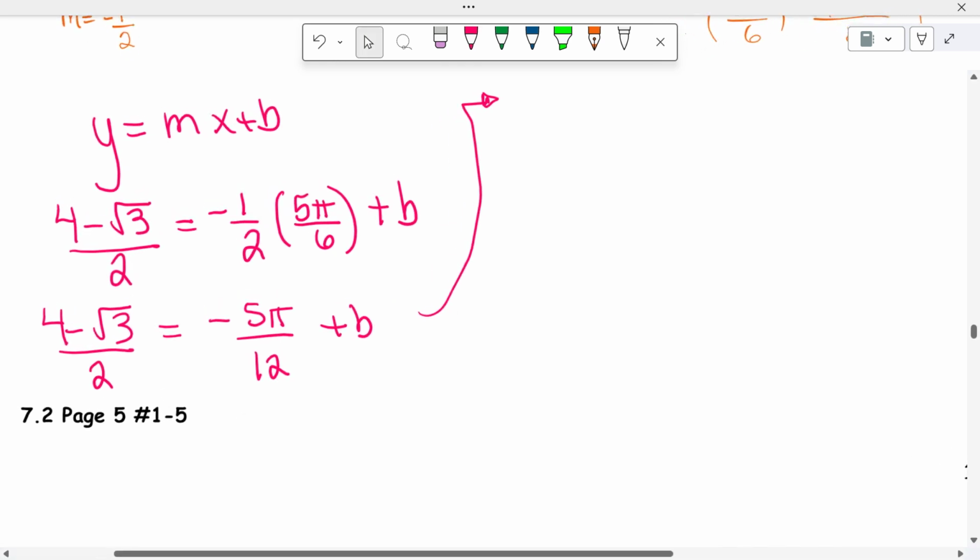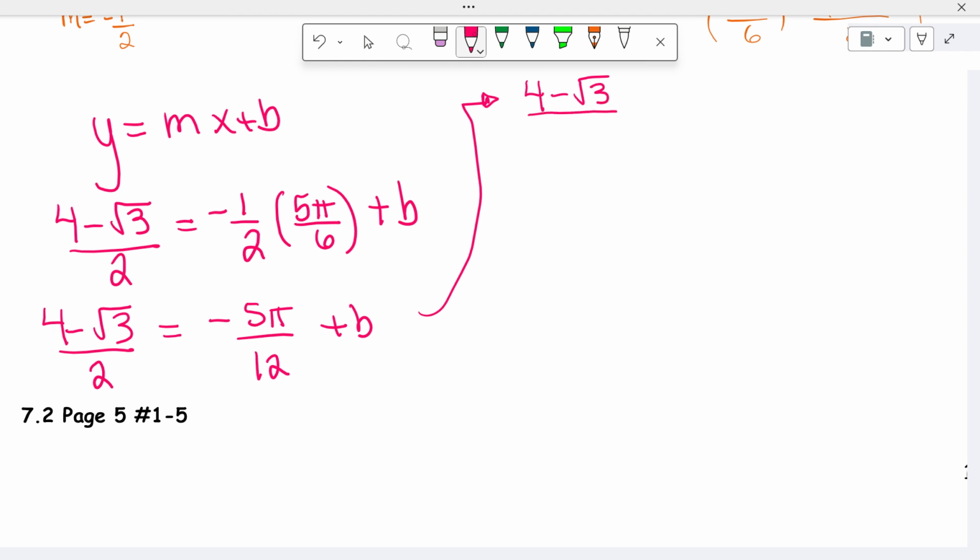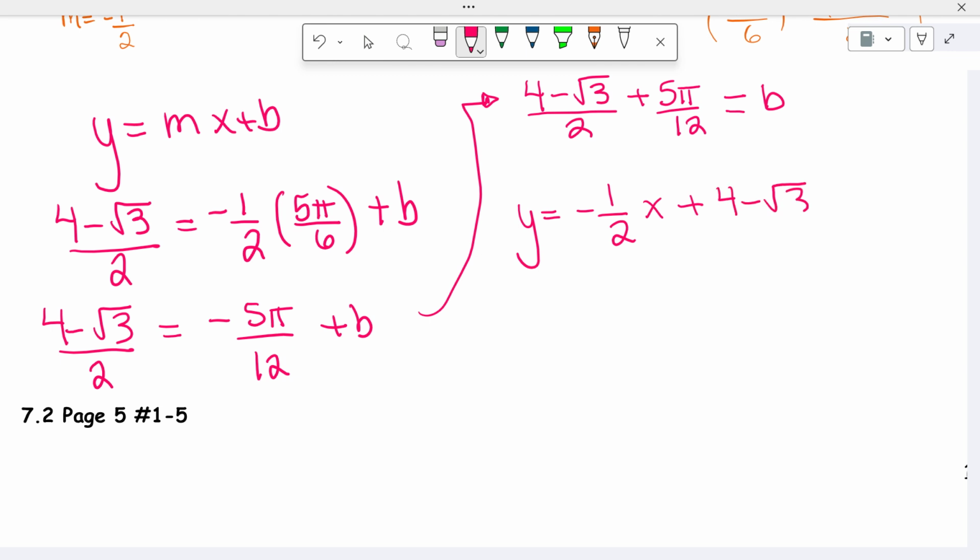Talk to me if I say something that you don't like. So do I got to take the other piece over? Yeah. So then I have 4 minus root 3 all over 2 plus 5 pi over 12 equals b. So technically, could you say y equals negative 1/2 x plus 4 minus root 3 over 2 plus 5 pi over 12? Could you technically say that would be the equation?